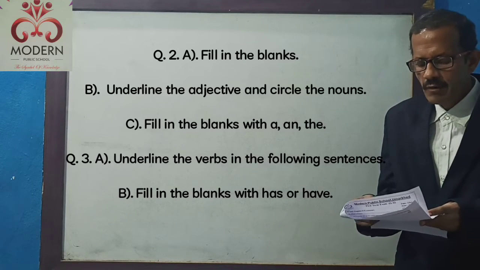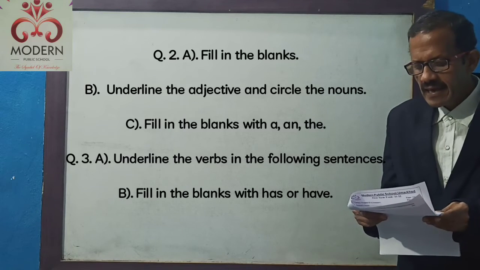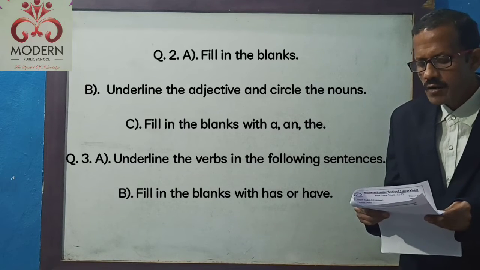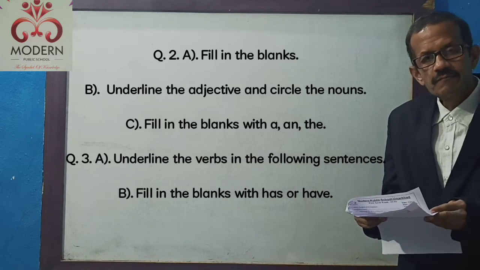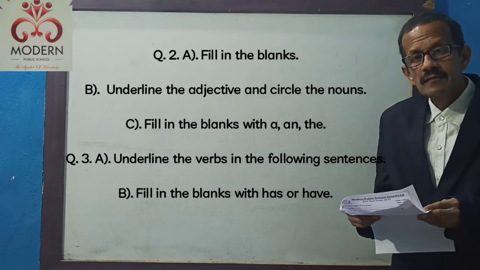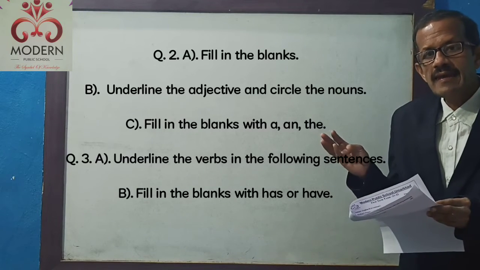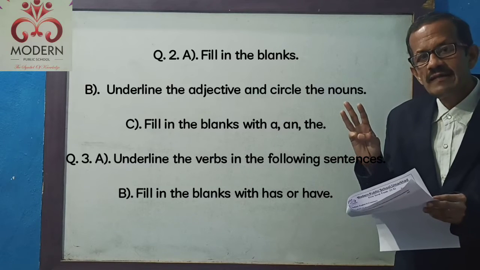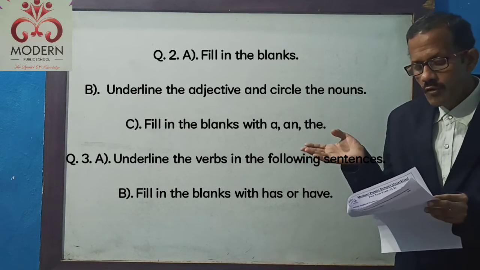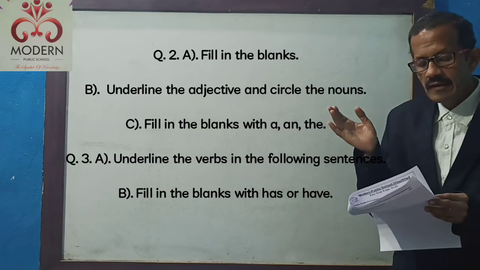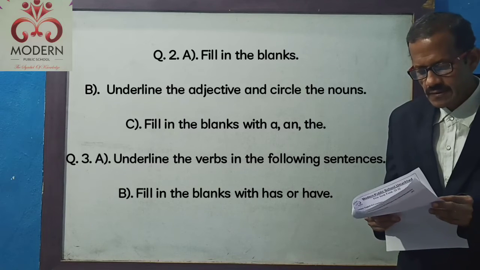Now student, we will see question number 2C. Fill in the blanks with a, an, or the and complete the sentence. In this question, you have to write proper articles. Which are the 3 articles? A, an, or the. Using these 3 articles, you have to use them in a proper way in the sentence. It is also for 5 marks.